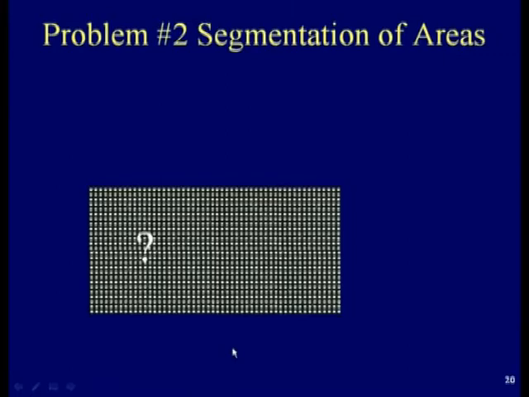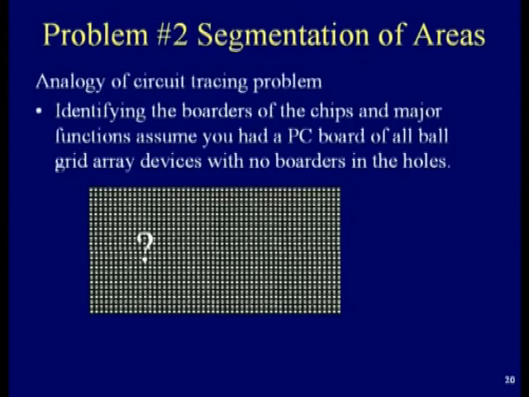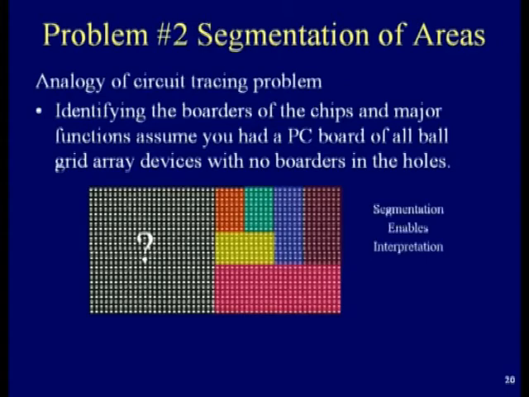Again, to our analogy of the circuit tracing problem, if you had a circuit board with ball pin arrays of lots of holes from the processors, it would be hard to identify where the edges are from one chip to the other. That's rather important if you want to interpret the information flow that's going on in that system. So we need a method of segmenting and finding the borders of the areas, putting them in alignment with the true anatomical and functional borders.